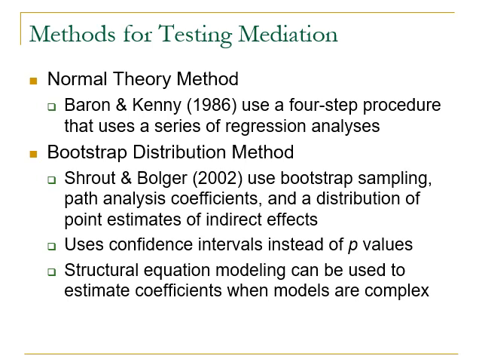Preacher and Hayes, and Shrout and Bolger in 2002, basically suggested that we should use a bootstrapping sampling path analysis, using coefficients and a distribution of point estimates of indirect effects. So this actually uses confidence intervals instead of p-values. In other words, we're not actually creating a test statistic that we compare to a p-value chart. We're creating a series of bootstrap samples.